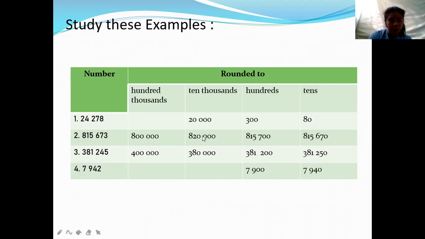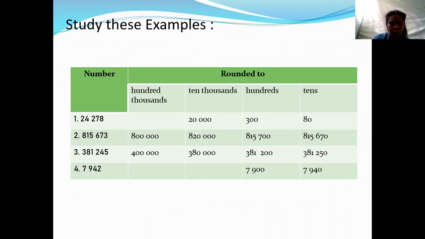Okay, that's why we have 10,000s. Okay? Next, how about in the hundreds? Okay, ang hundreds na to, wala ni siya. This is also a typo error. Hundreds na to kay ang 2, no, next sa 2 is 7.